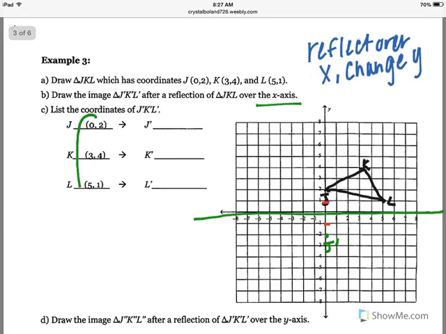So if I look at these values over here, you're going to keep all of your x's the same, so 0, 3, 5 would be the same. And you would write the opposite sign of the number for y. So instead of 2, it would now be -2. Instead of 4, it would be -4. Instead of 1, it would be -1. If you look at J prime, you can see that the rule does match, because when I use the counting method, J prime is also in the same position. So now I would just plot the rest of my points: 3, -4 for K prime, and L prime would be at 5, -1.